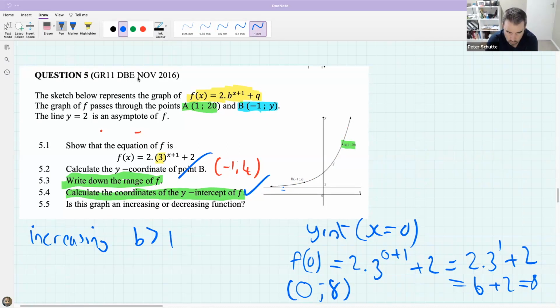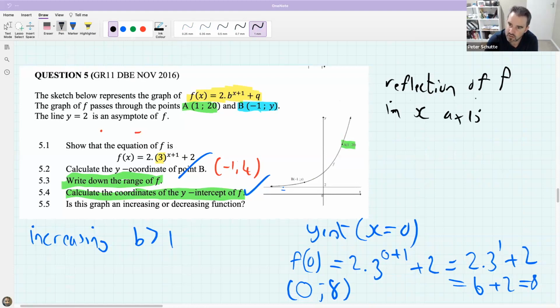I want you to reflect this graph. I want you to find me the equation of the reflection of f in, what axis should I reflect in? Reflected in the x-axis. So this is the last question. I want you to take the graph f, and find me the equation of it reflected in the x-axis.